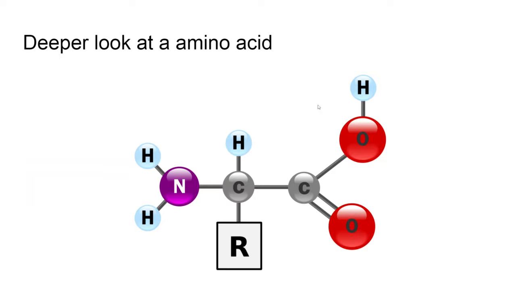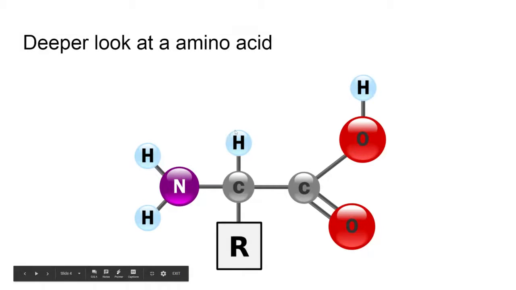So a deeper look at amino acids. So we will usually have a central carbon, which is bonded to an amino group on the left and a carboxyl group on the right. It will also have a hydrogen bonded to it and an R group.